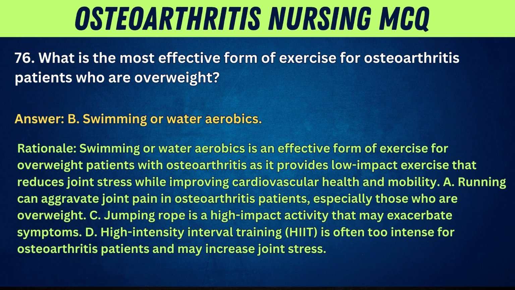A. Running can aggravate joint pain in osteoarthritis patients, especially those who are overweight. C. Jumping rope is a high-impact activity that may exacerbate symptoms. D. High-intensity interval training, HIIT, is often too intense for osteoarthritis patients and may increase joint stress.